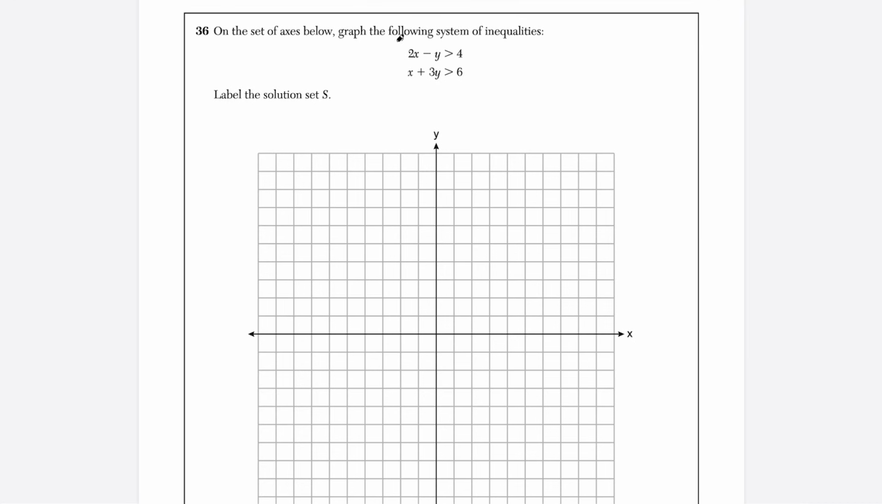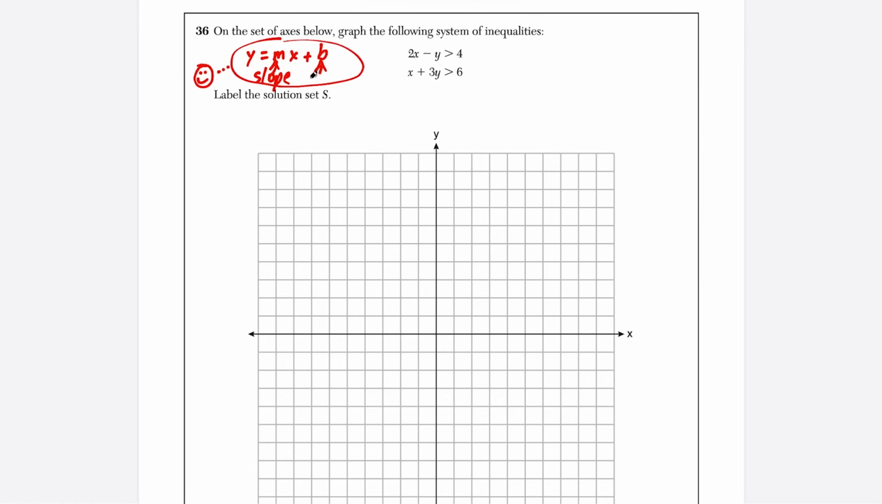Question 36, first we're going to graph this system of inequalities and then we'll label the solution set S. What I'm thinking about for a question like this, since we have a system of linear inequalities, is y equals mx plus b. When we get the inequalities in the form of mx plus b, this is going to help us identify the slope and the y-intercept. So that's why we're doing this.